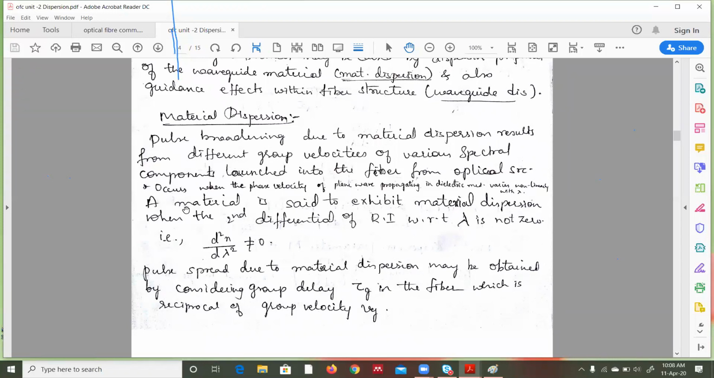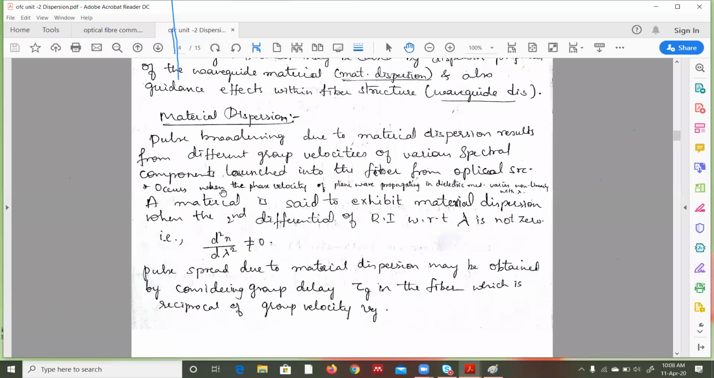So let me take this statement. A material is said to exhibit material dispersion when the second differential of refractive index with respect to wavelength is non-zero. That is, d squared n divided by d lambda squared is not zero. So why do we need to consider this statement? Because you can just read the previous one.